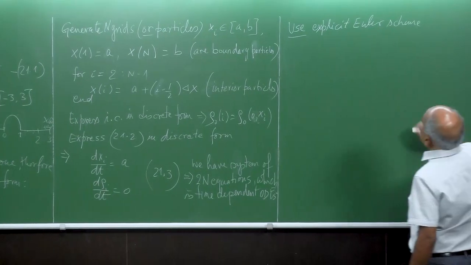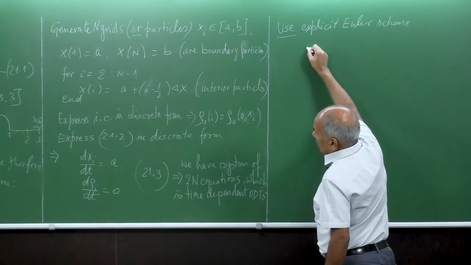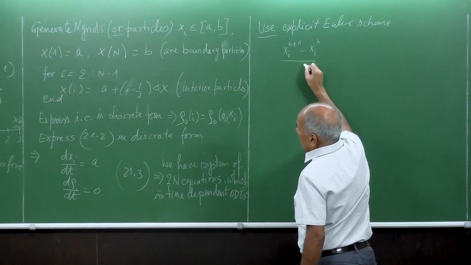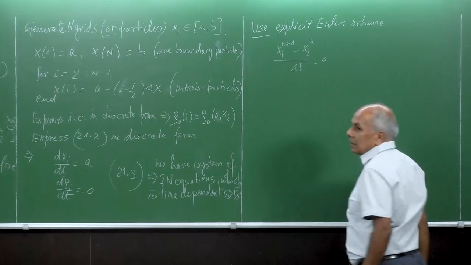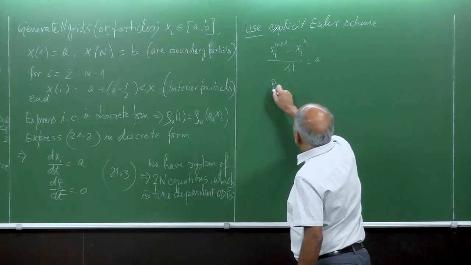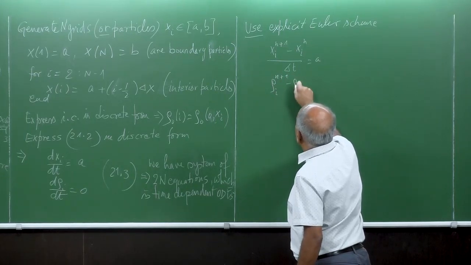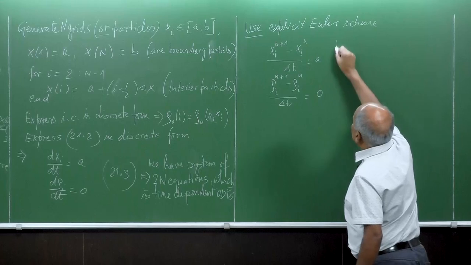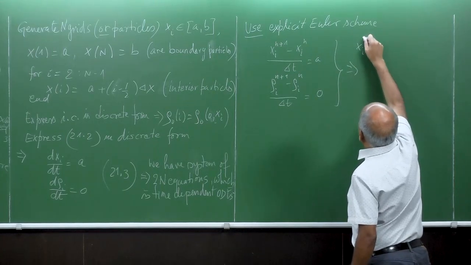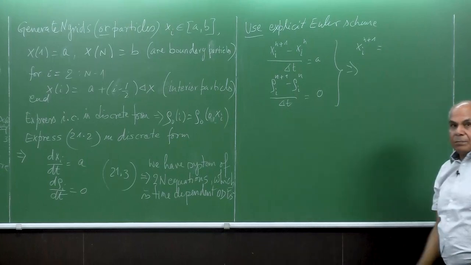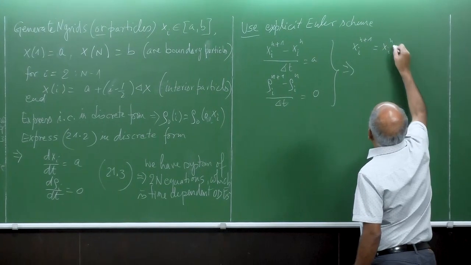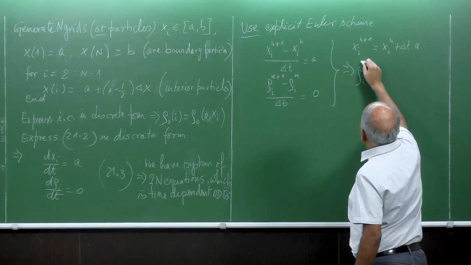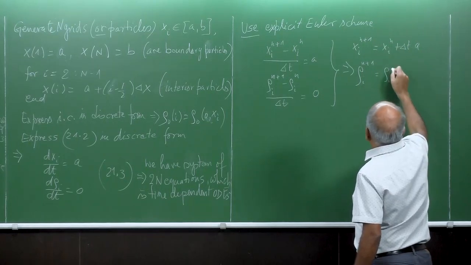Use explicit Euler scheme, which gives you that (xi^(n+1) - xi^n)/delta t is equal to a, and (rho_i^(n+1) - rho_i^n)/delta t is equal to 0. So this gives you xi^(n+1) is equal to xi^n plus delta t times a, and rho_i^(n+1) is rho_i^n.